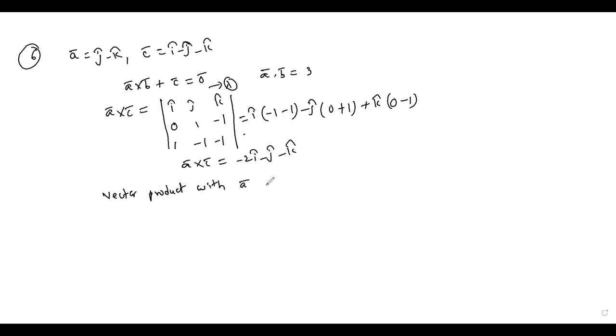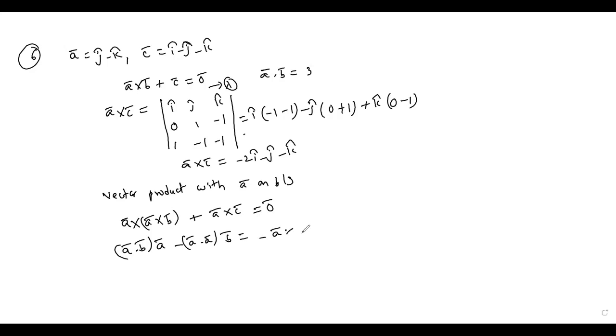we take the vector product with A bar on both sides. Vector product means just cross product: A bar cross of (A bar cross B bar) plus A bar cross C bar equal to 0 bar. The vector triple product, we'll write A bar dot B bar into A bar, first dot last, minus A bar dot A bar into B bar, is equal to minus A bar cross C bar. Already we know that.